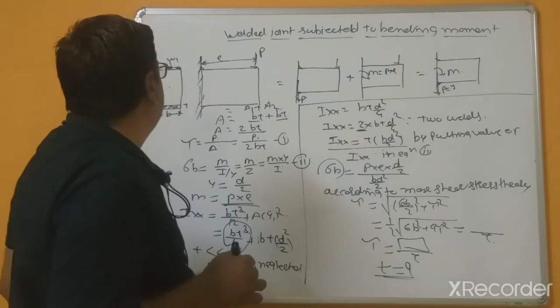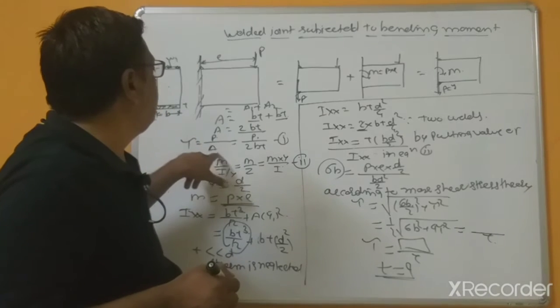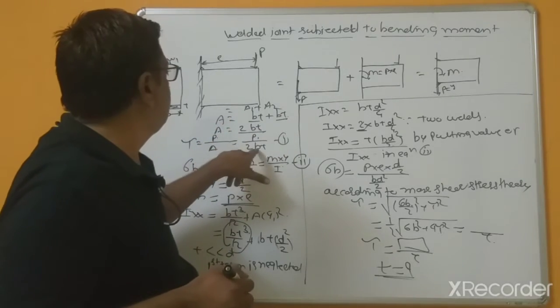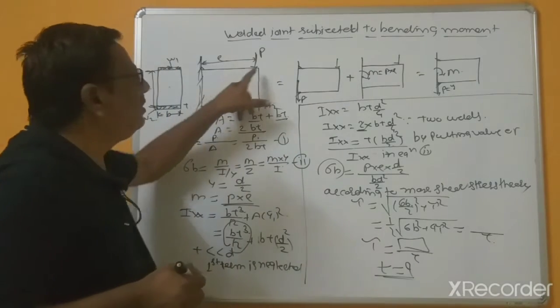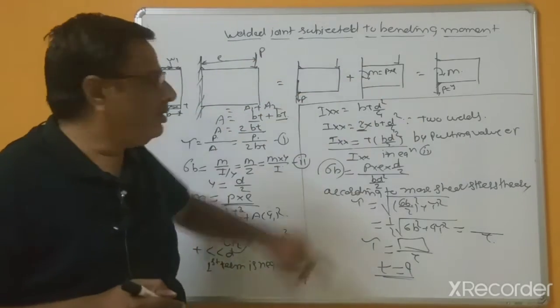Try to understand. I will repeat. The direct shear stress equals P by A, and A equals A1 plus A2, so that's 2BT. And because of such type of loads, the stresses induced are the bending stresses.